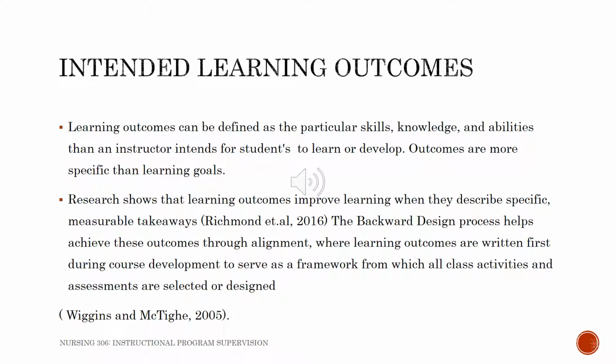2016. The backward design process helps achieve these outcomes through alignment, where learning outcomes are written first during course development to serve as a framework from which all class activities and assessments are selected or designed. This is according to Wiggins and McTighe 2005. Once outcomes are mapped backward to activities and forward to larger learning goals, instructors can consider assessments, both weekly and final, that measure student progress toward attaining learning outcomes.